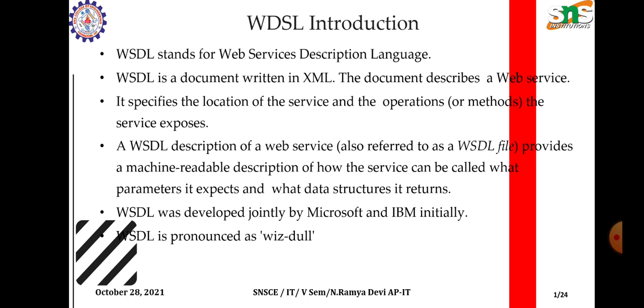WSDL is an XML based language used to describe web services. In simple terms, it serves as a contract between a web service and its clients. It outlines everything a client needs to know in order to interact with a web service, such as where the service is located, what operations it provides, what parameters it expects, and what data types it uses.